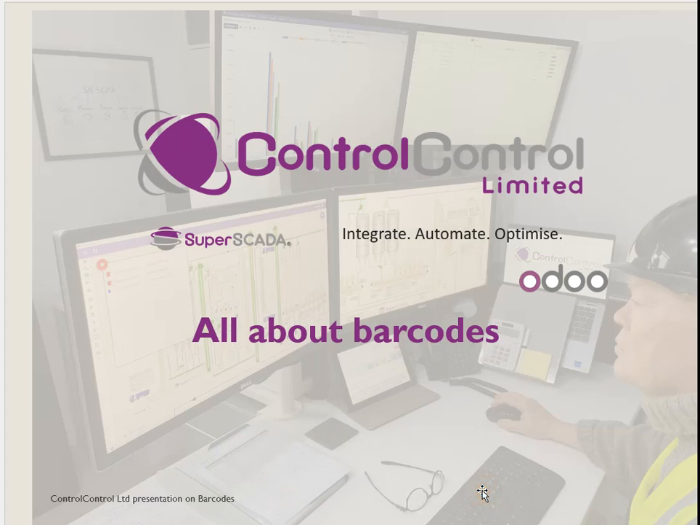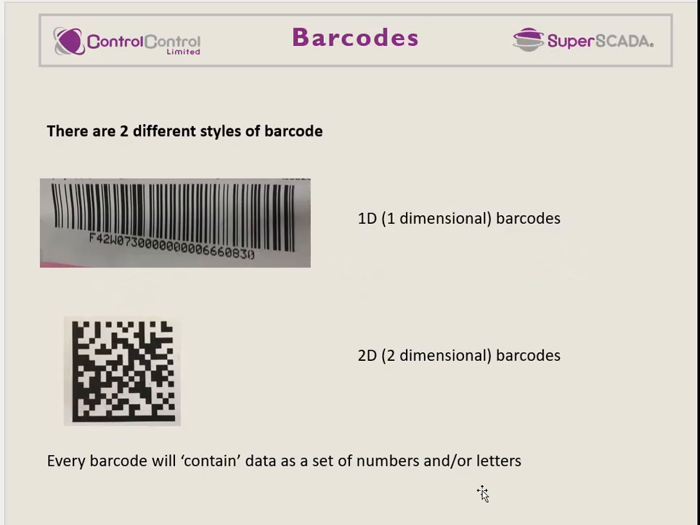So welcome to our tutorial on all about barcodes. There are two different styles of barcodes you will have seen. The one with the vertical bars, called a 1D or one-dimensional barcode, and the one with lots of little squares, called 2D or two-dimensional barcodes. Both barcodes are similar in that they encode some information on them, either numbers or letters and so on.